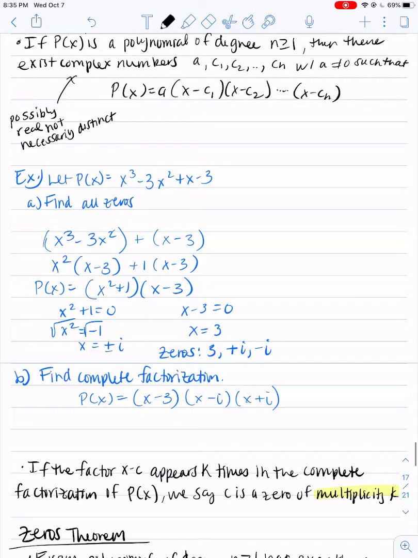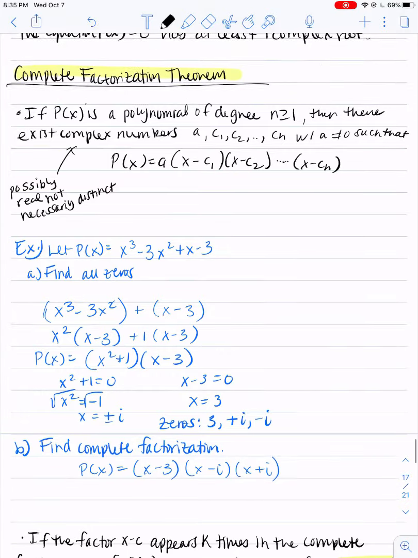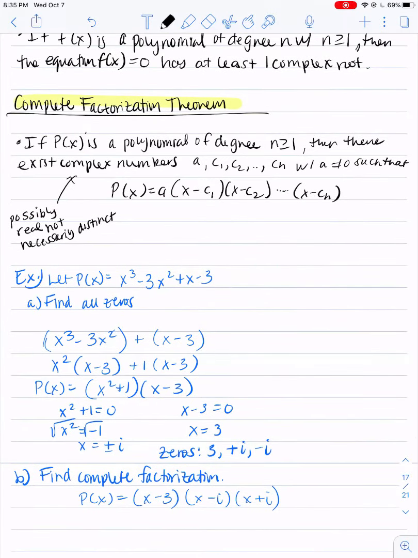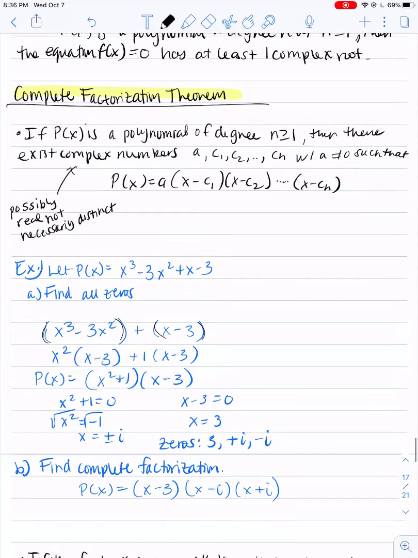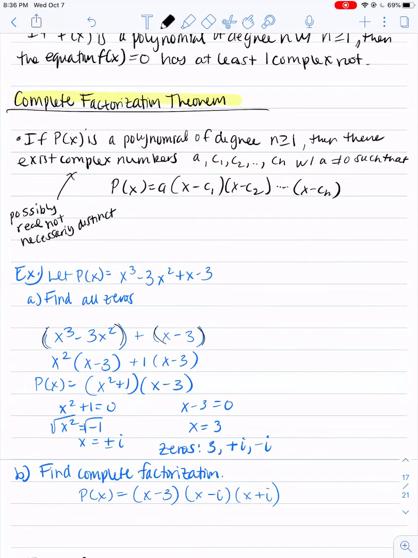Okay, so here's an example where we'll do that. Let p of x equal x cubed minus 3x squared plus x minus 3. We factor by grouping. I factor out an x squared and then a 1 from the second term, and I get (x squared plus 1)(x minus 3). So one zero is x equals 3.